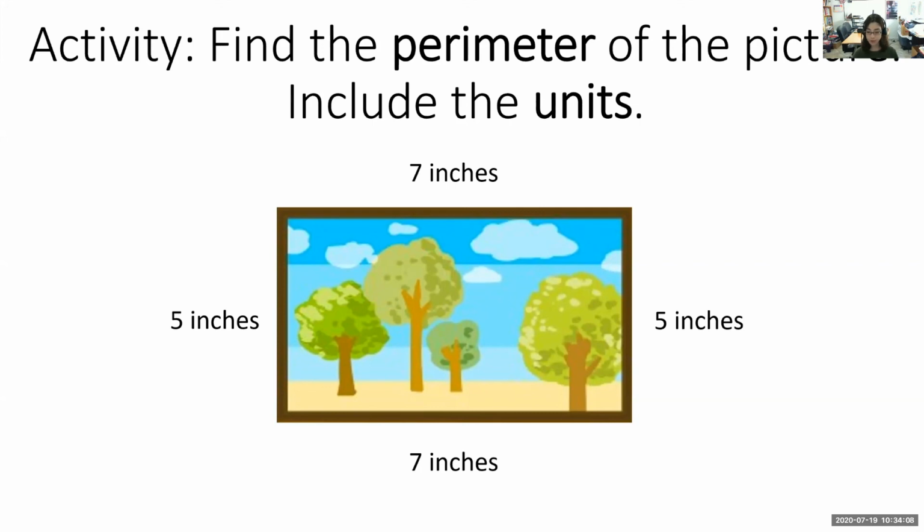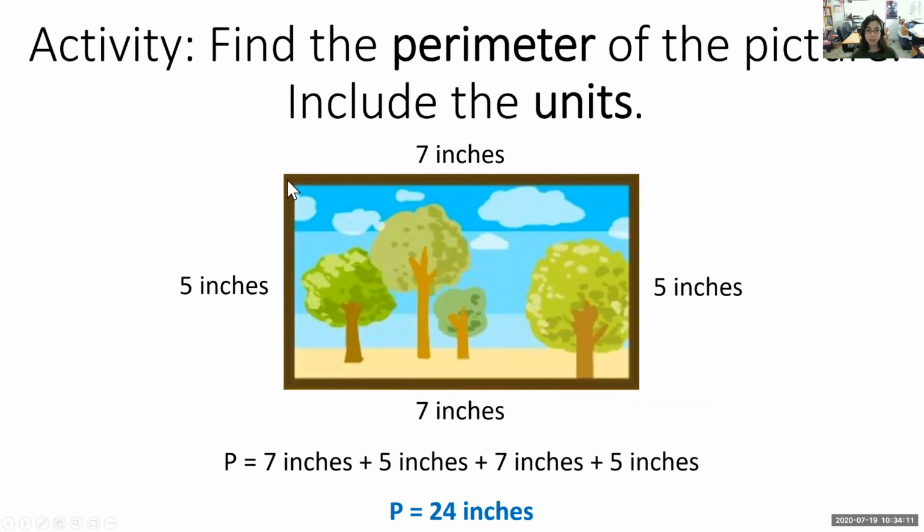Okay, so now let's check your work. The perimeter means that we add up all of the sides. So in this case, we have 7 inches plus 5 inches plus 7 inches plus 5 inches. And that's what I have here. That's my equation. P for perimeter equals 7 inches plus 5 inches plus 7 inches plus 5 inches. So what I did is I added up all of these sides. And when we add them together, we get 24 inches. So the perimeter of this picture frame equals 24 inches. Again, that's 7 inches plus 5 inches plus 7 inches plus 5 inches.